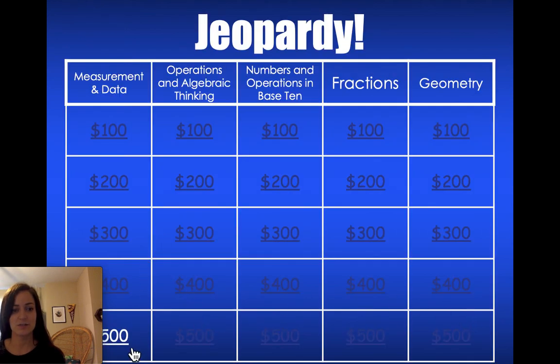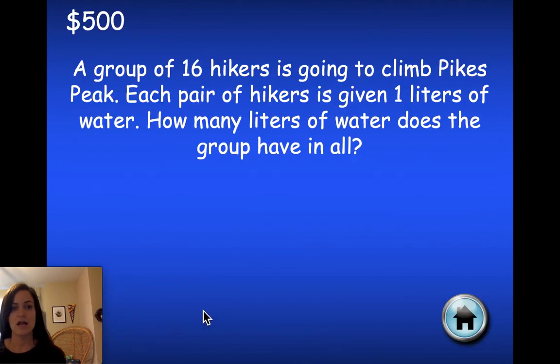Last one, friends, measurement and data. A group of 16 hikers is going to climb Pikes Peak. Each pair of hikers is given 1 liter of water. How many liters of water does the group have in all? Okay, so there's 16 hikers, and each pair of hikers gets 1 liter of water. How many liters of water does the group have in all? Maybe draw a picture for this one if you can't figure it out. Go ahead and click pause, find your answer, and click play when you're ready to find out the answer.